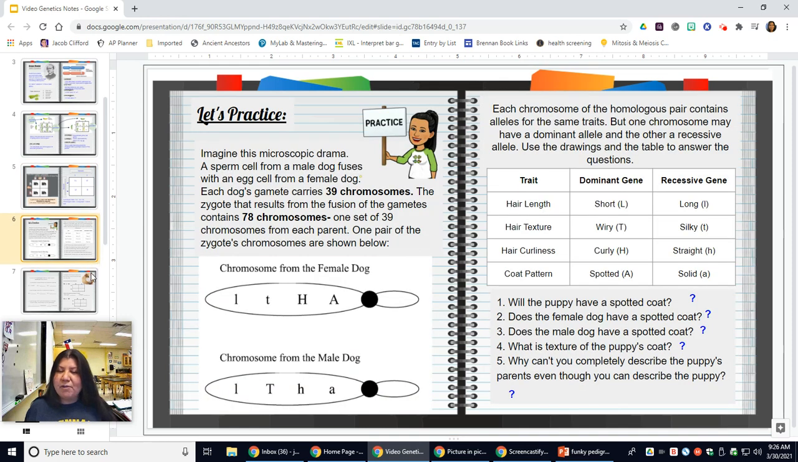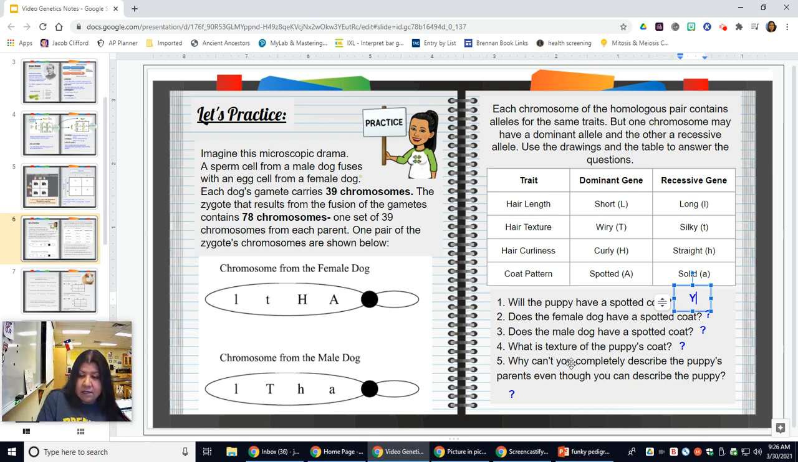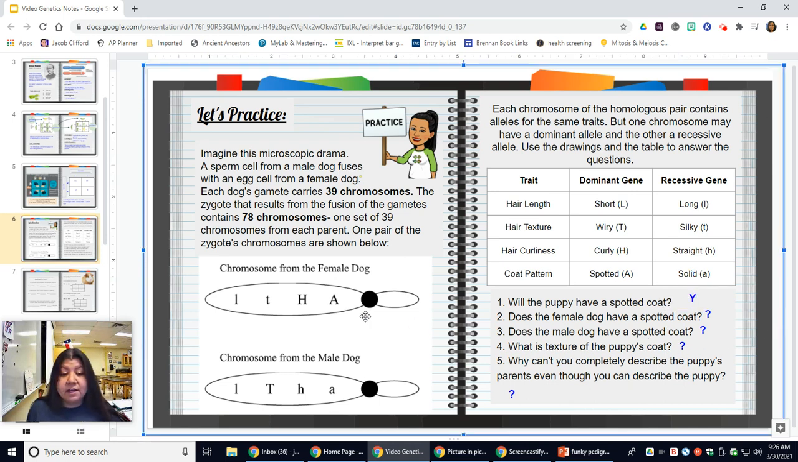All right. So let's do some practice really quick. I'm going to go ahead and pause this, and go ahead and try to do this so that way you can check your answers. So number 1, will the puppy have a spotted coat? Well, if I look right here, I have a chromosome from the mom dog and a chromosome from the dad dog. So if I look for spotted coat, I can see spotted coat's represented by big A, and it's a dominant gene, so that means I only need 1. So I can see the mom gave an allele for a spotted coat. So that means yes, the puppy has a spotted coat.